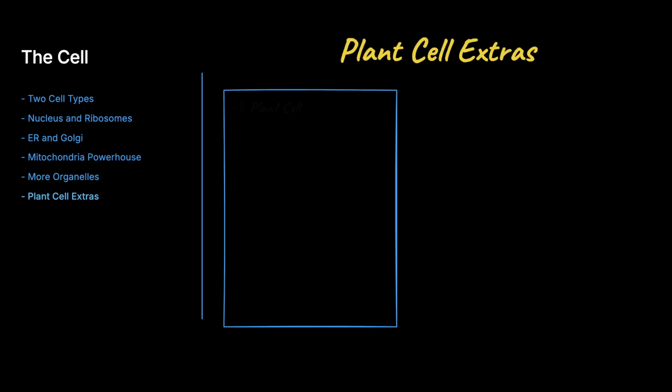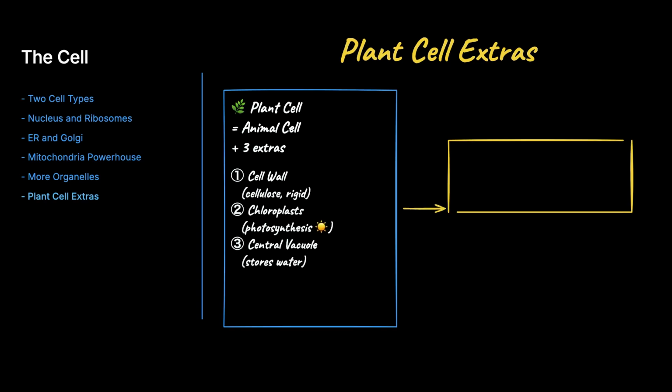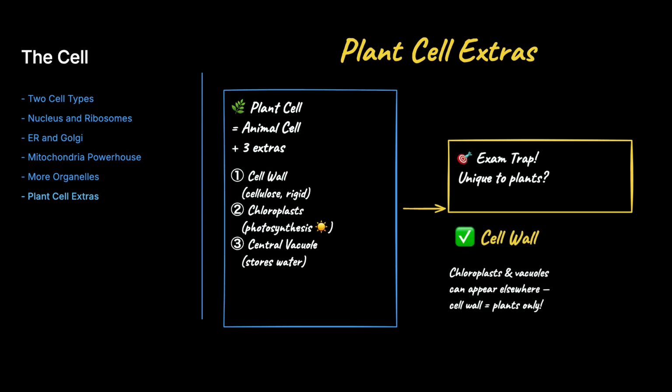What about plant cells? They have everything an animal cell has, plus 3 extras. A rigid cellulose cell wall for support, chloroplasts, where photosynthesis captures sunlight, and a large central vacuole storing water. A classic trap asks which feature is unique to plants on the exam. The answer you want is the cell wall.